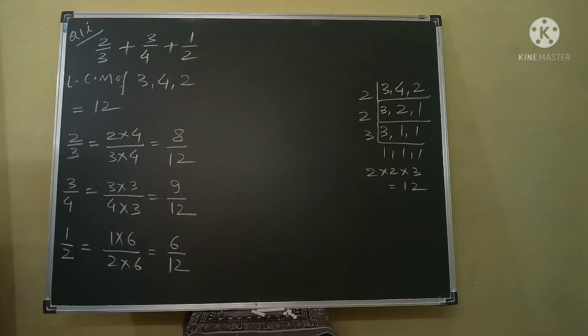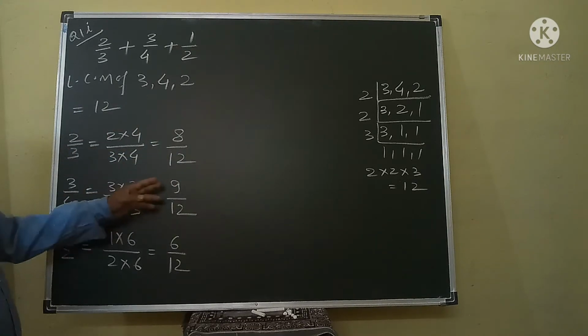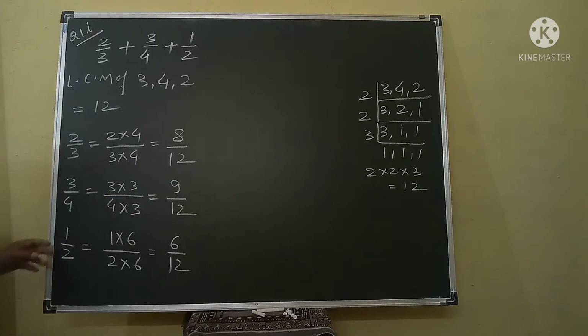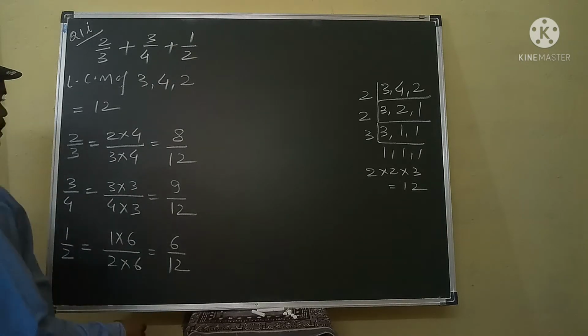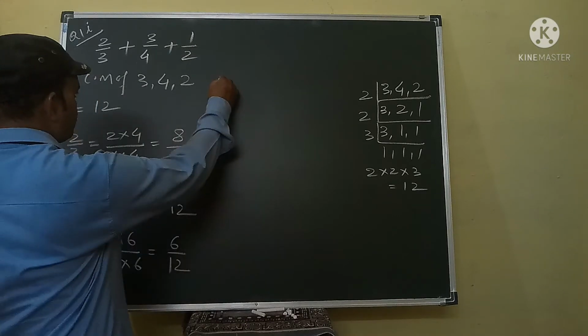Okay. Then after, as you are looking, 2 upon 3 is equal to 8 upon 12, 3 upon 4 is equal to 9 upon 12, and 1 upon 2 is equal to 6 upon 12. Then after, what will you do?